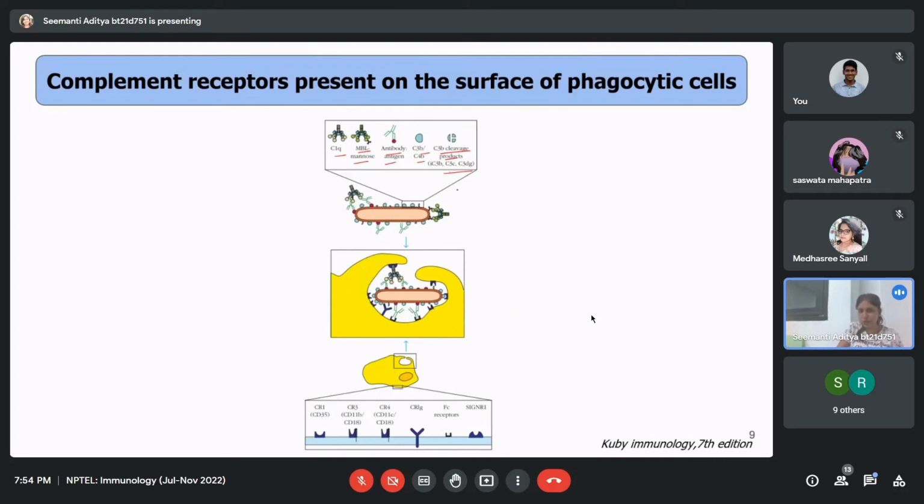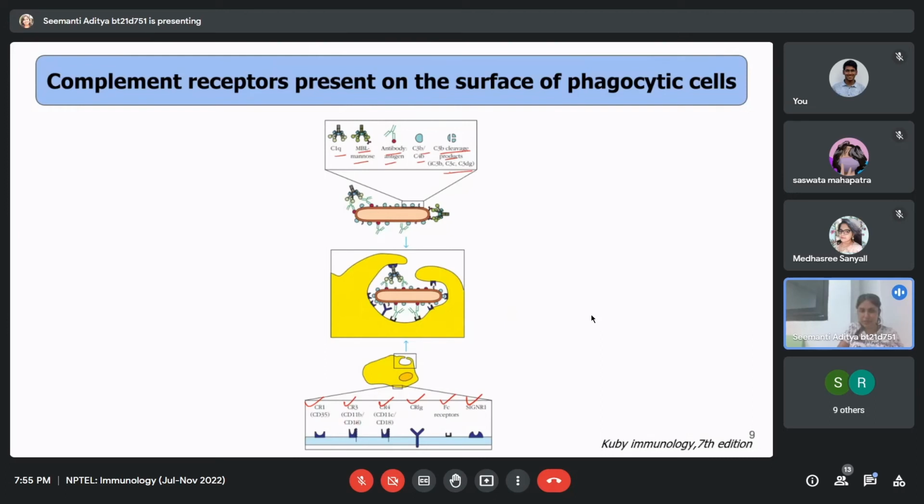We will not go into details, but just know that C3b doesn't stop over here. C3b can also be cleaved into iC3b, C3c, and C3dg. All these proteins are present on the surface of your antigenic cell, and they will be recognized by the phagocytic cells having complement receptors. These complement receptors are CR1, CR3, CR4, CRIg, Fc receptors, SIGNR. These are the names of all the complement receptors which recognize all of these proteins.